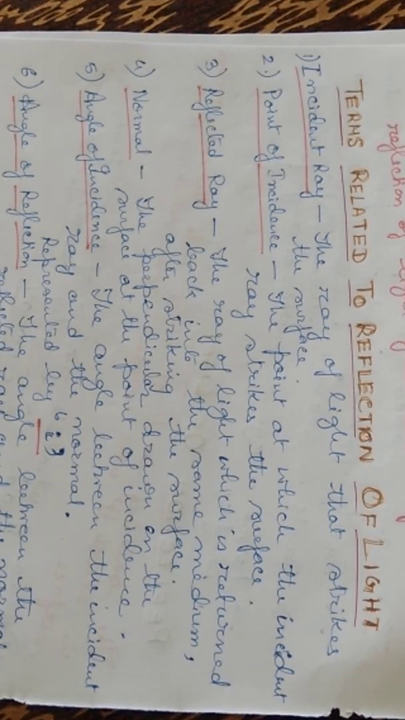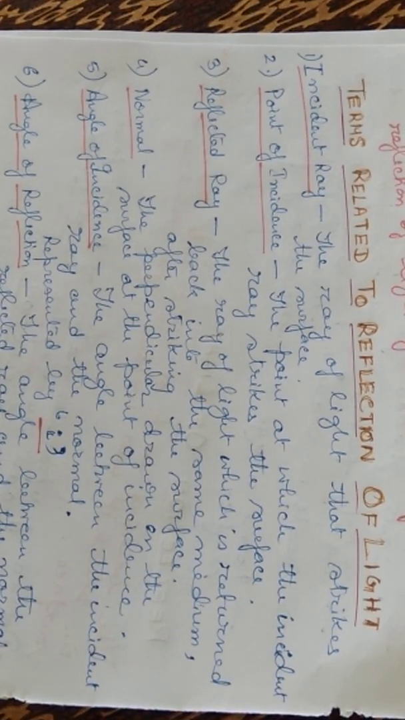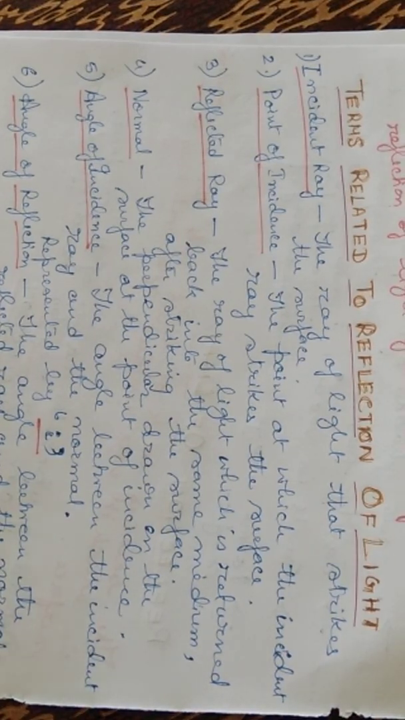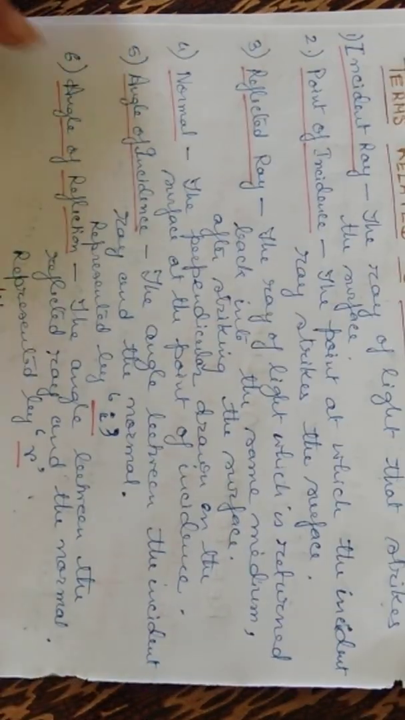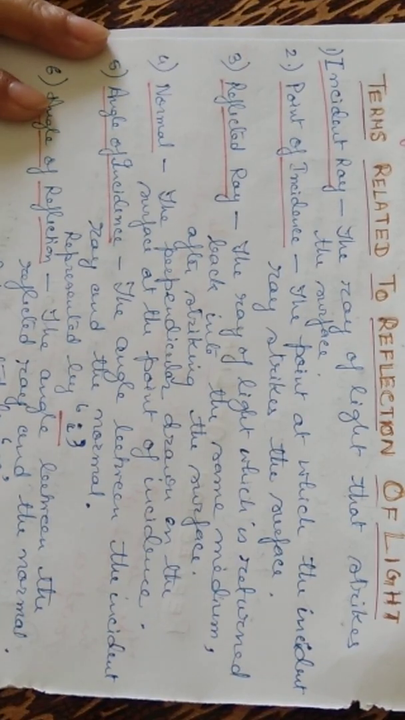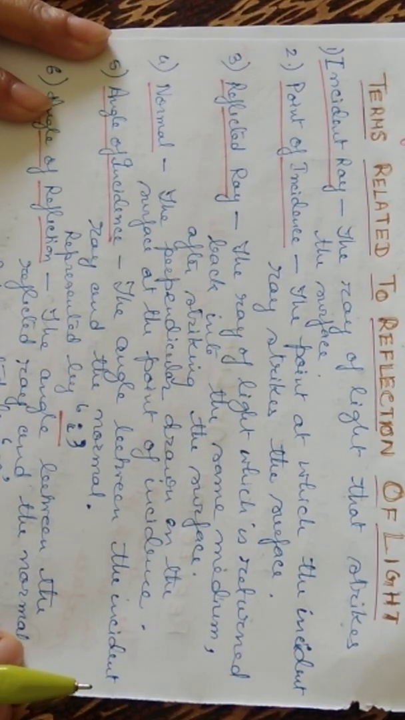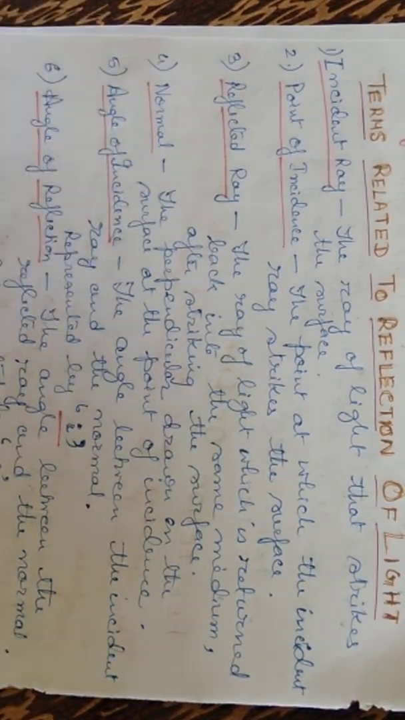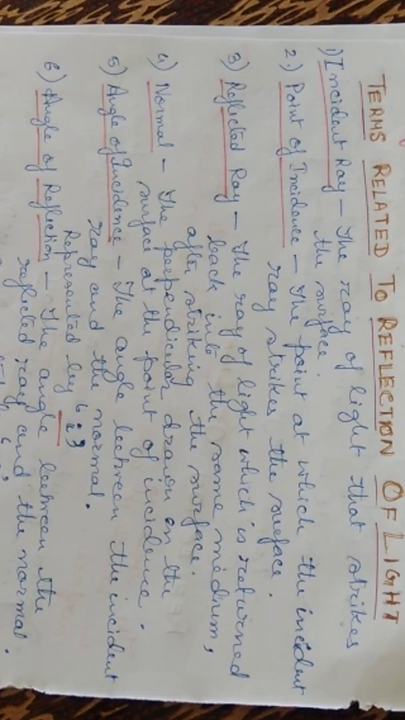Now, when the light is coming back after striking the surface, it's bouncing back from the surface in the form of a ray. That ray is called the reflected ray, which is returning back to the same medium. So the light ray which is returning back into the same medium after striking the surface is known as the reflected ray.